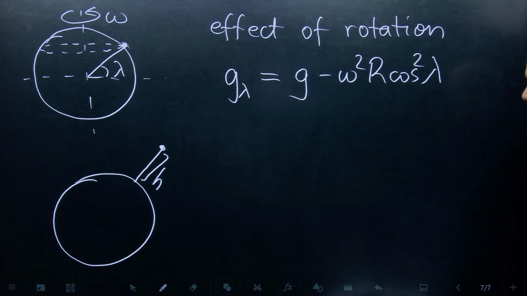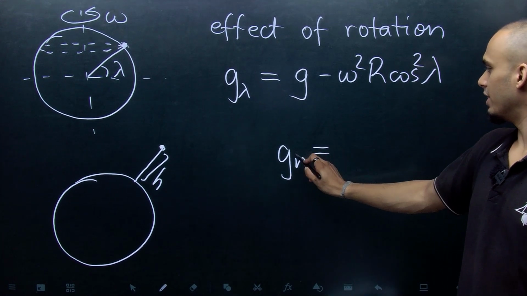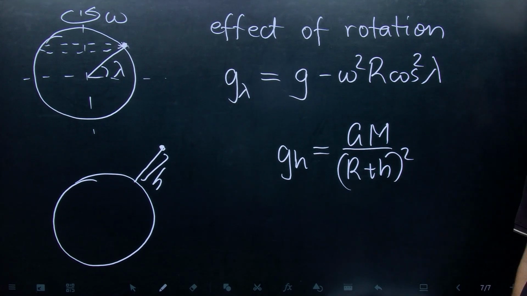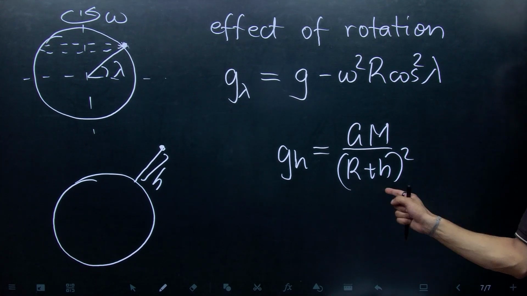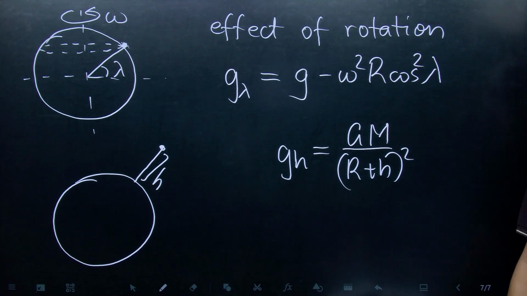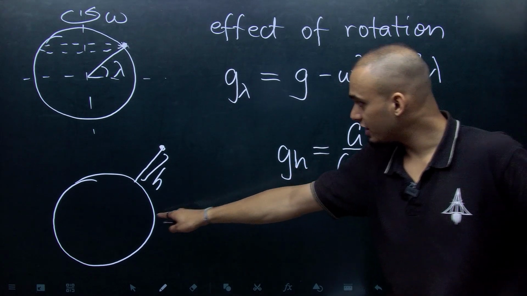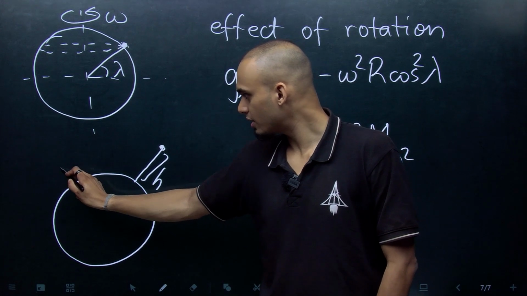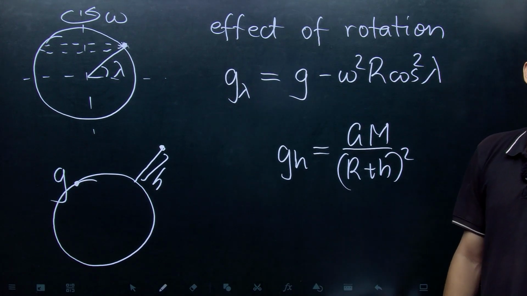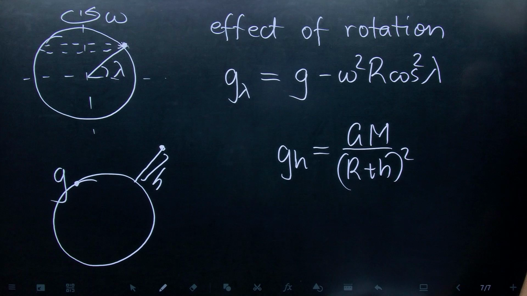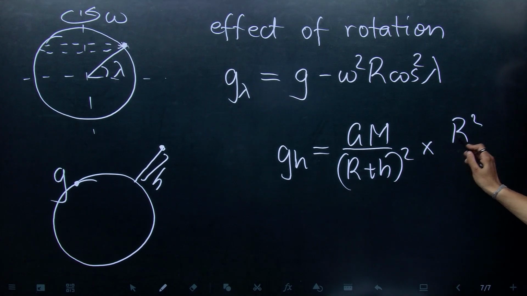Of course, we know that the acceleration due to gravity at height h will simply be GM upon r plus h the whole square, right? The acceleration due to gravity is simply the gravitational field at that particular point. But we need to express this in terms of acceleration due to gravity at the surface. Let the acceleration due to gravity at the surface be g, we know. And what is g? g is simply GM by radius of the earth square. So if we want to calculate this in terms of g, we can multiply and divide by r square.